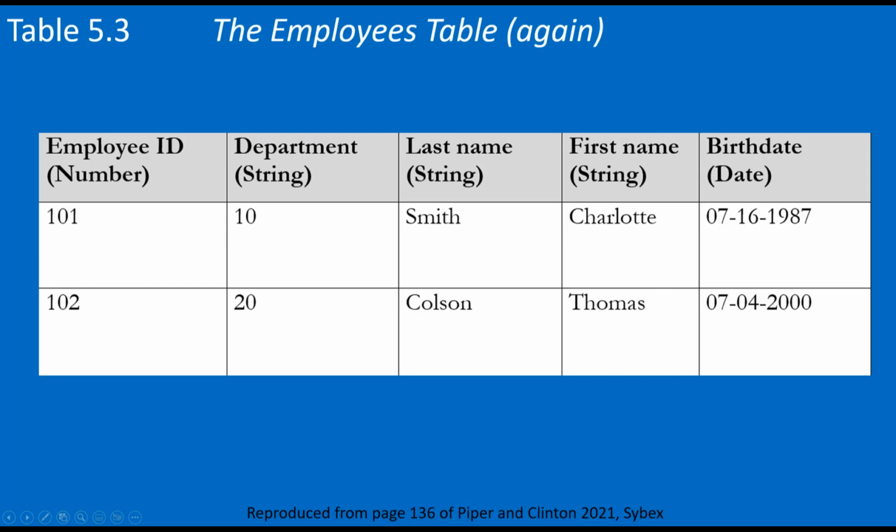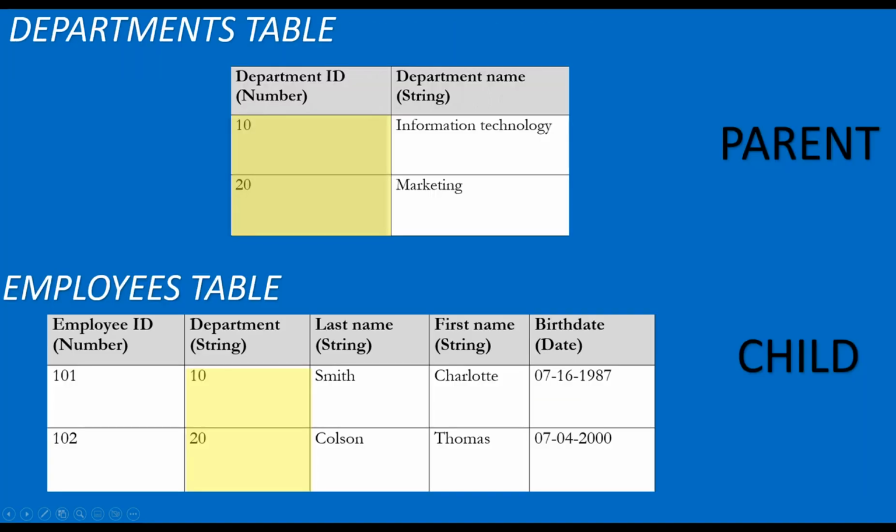In this relationship, the departments table is the parent table, and the employees table is the child table. Each value in the department column in the employees table refers to the department ID in the departments table. Notice that the data type for the departments column is still a string. Although you could change the data type to a number, it's not necessary.